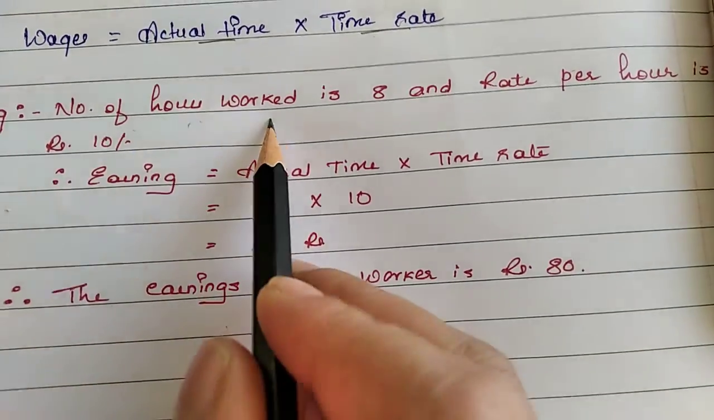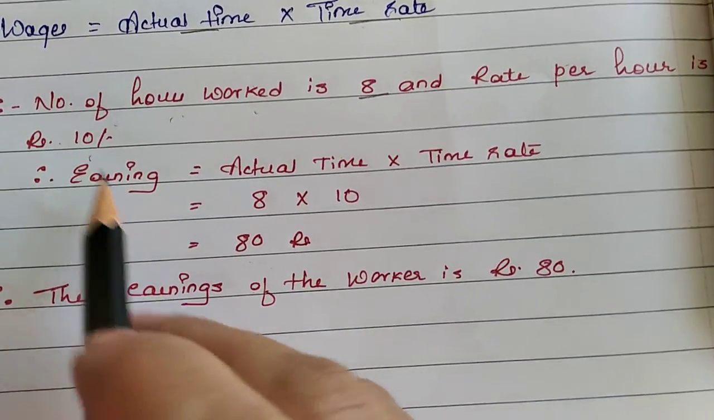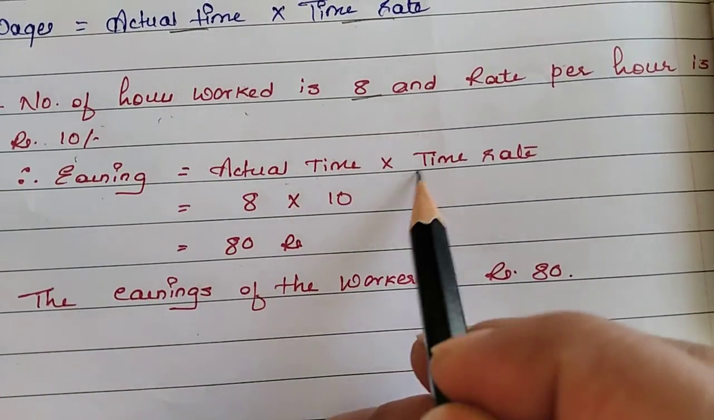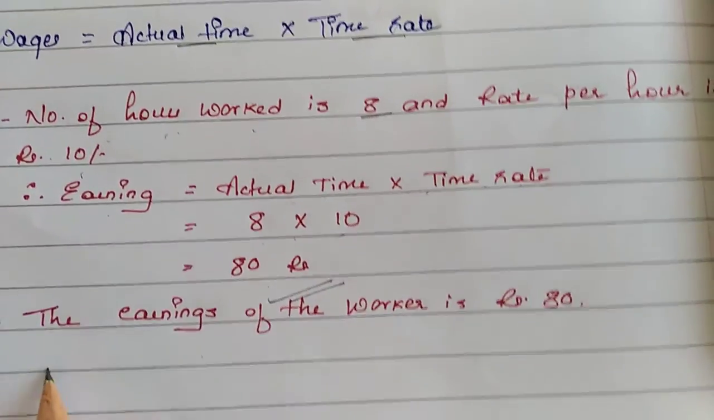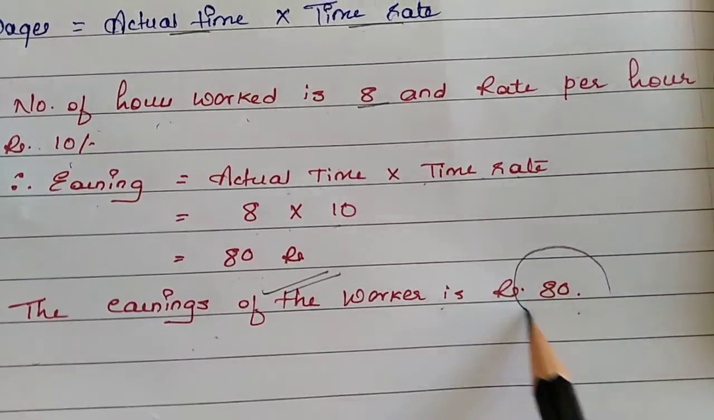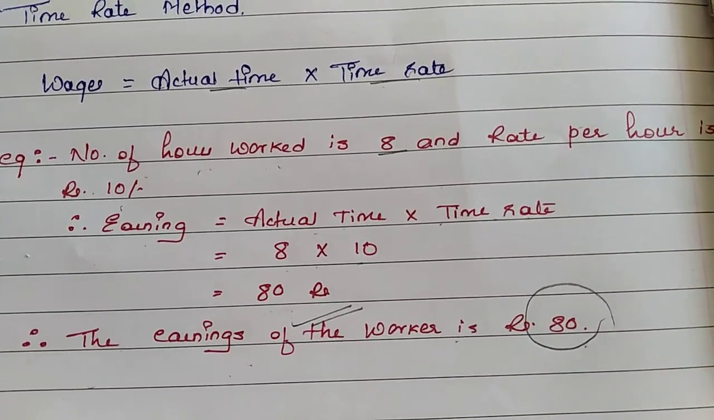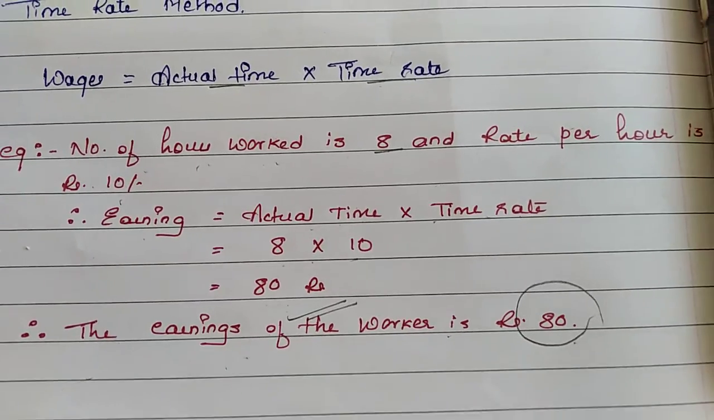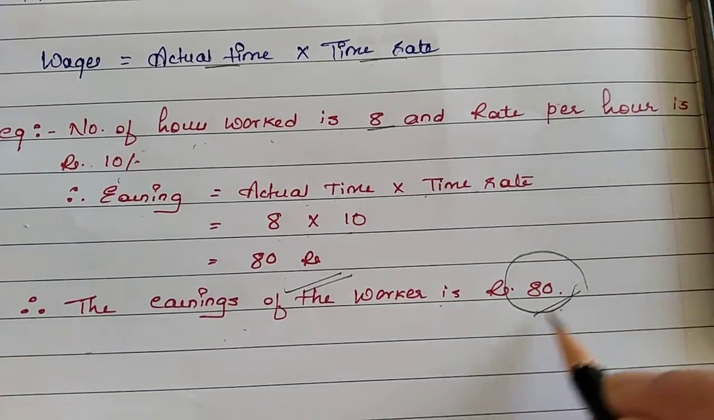The number of hours worked is 8 and the rate per hour is rupees 10. So earnings will be actual time into time rate, that is 8 into 10, that is 80 rupees. So the earnings of the worker is rupees 80. Irrespective of whether the worker is working in an efficient manner or not, everyone was getting 80 rupees.